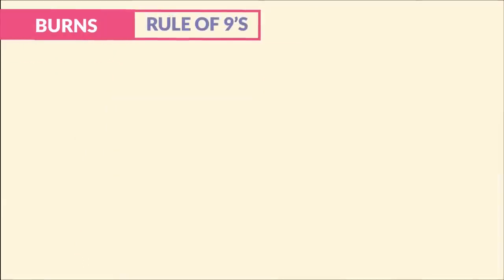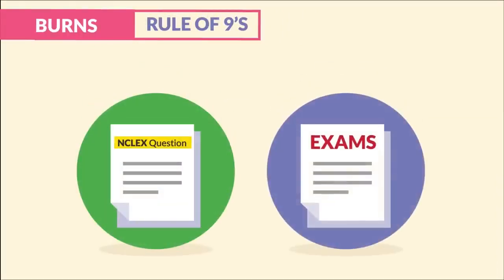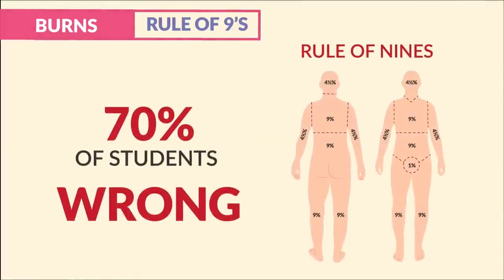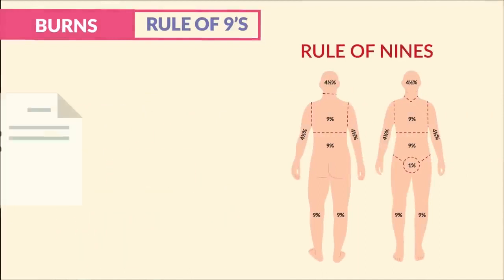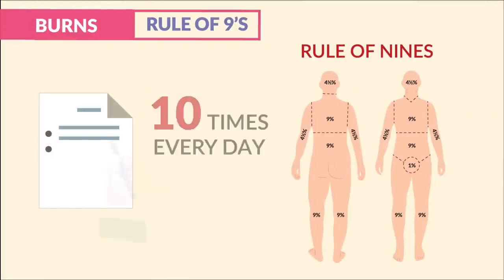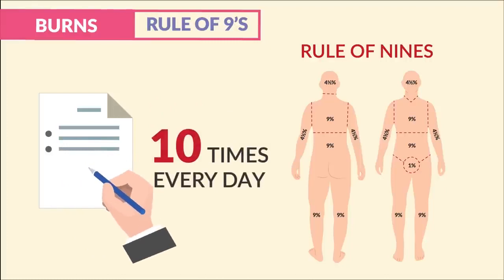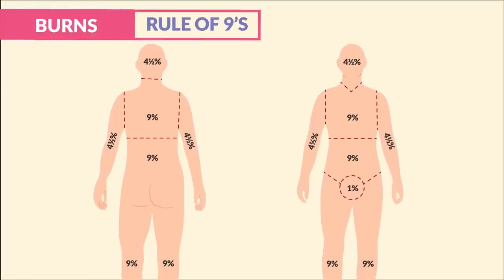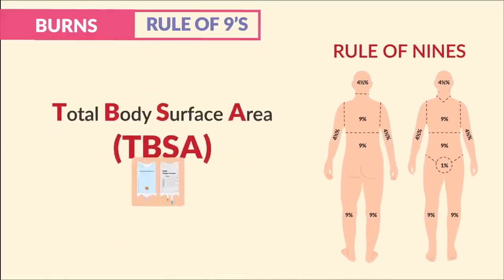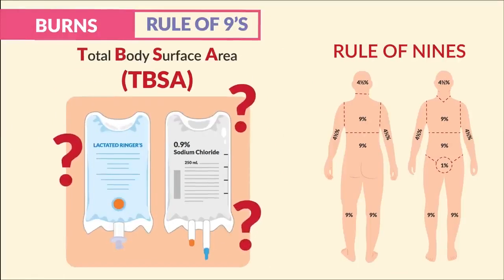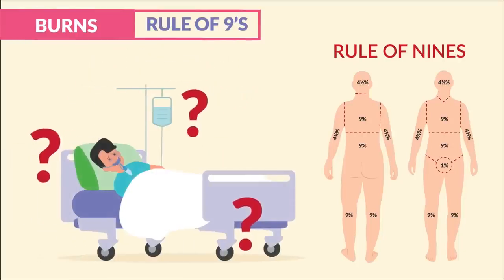Now, for the rule of nines. For your NCLEX and your exams, you must know how to calculate the rule of nines. Over 70% of students get these questions wrong, so be sure to listen close. A big test tip here is I recommend to write out this chart at least 10 times every single day the week of your exam. It's kind of like lab values. You need to know your numbers here. Okay, now as you can see, the rule of nines is used to quickly estimate the percentage of the body affected by a burn. This is called total body surface area, and it's used to calculate the exact necessary fluid resuscitation that is needed and required level of care for the client.